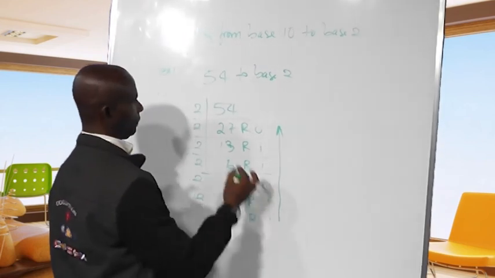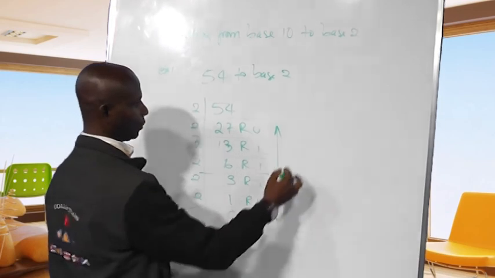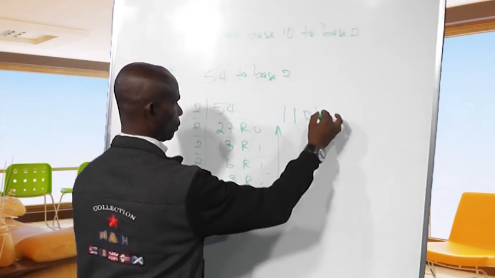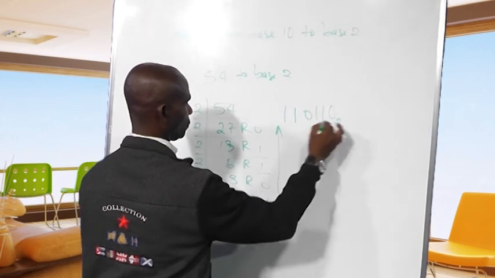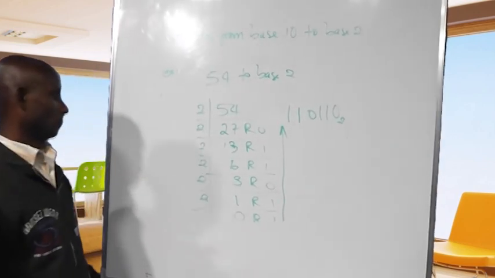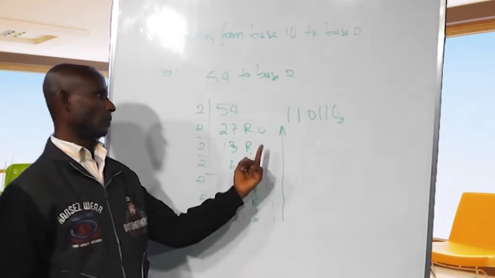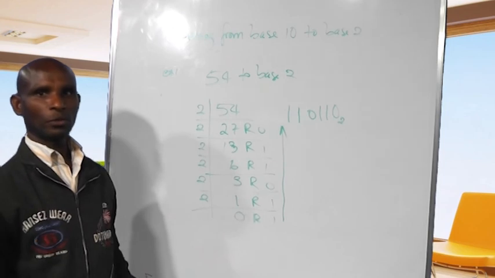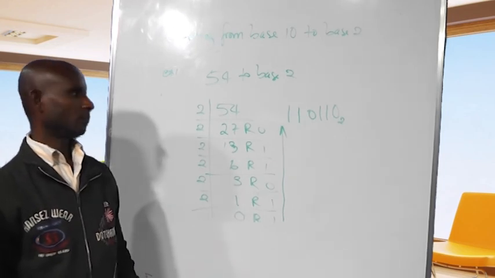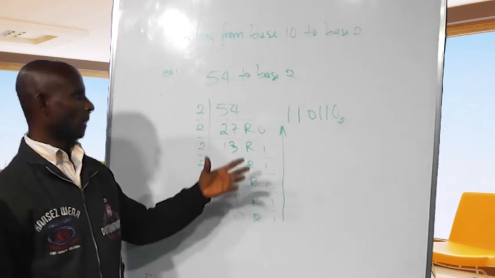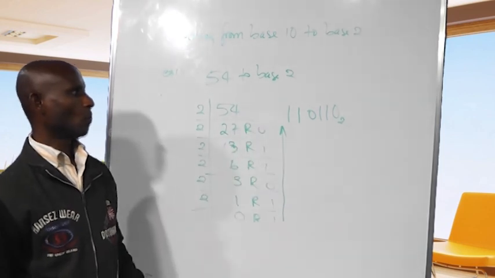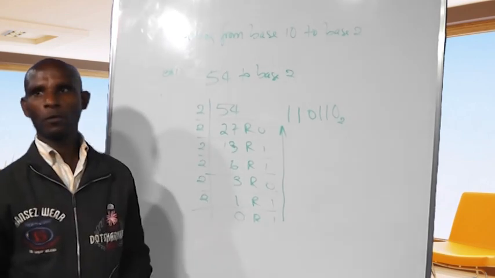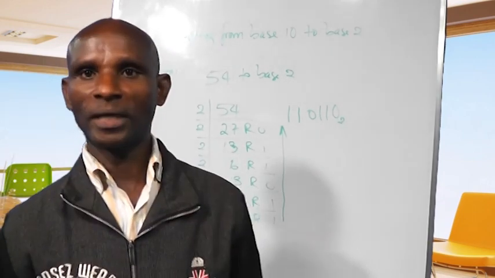Now 54 base 10 is equivalent to 1 1 0 1 1 0 base 2. We take the answer from the bottom and write it in a horizontal form. Our answer is 1 1 0 1 1 0. This is equivalent to 54 base 10. We have come to the end of our lesson today.